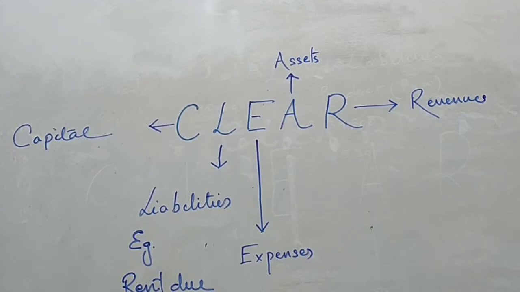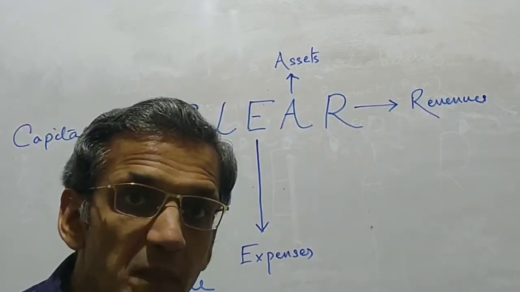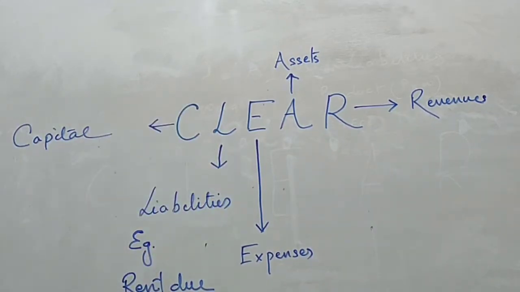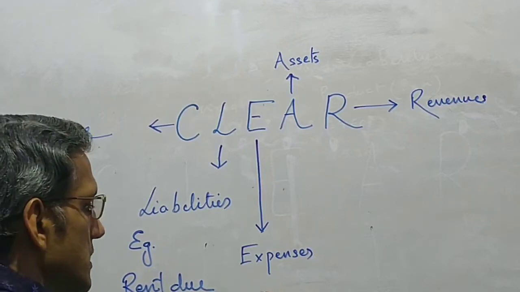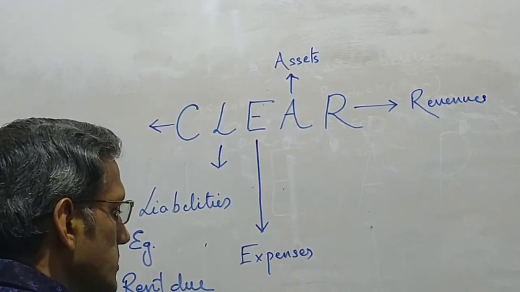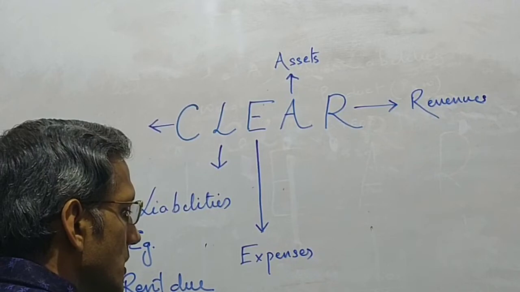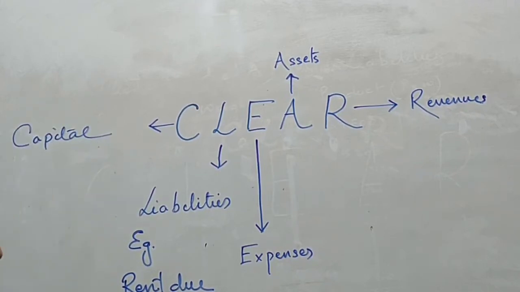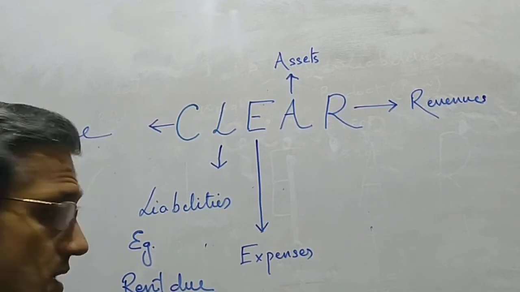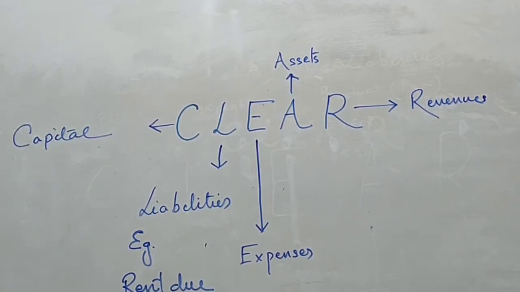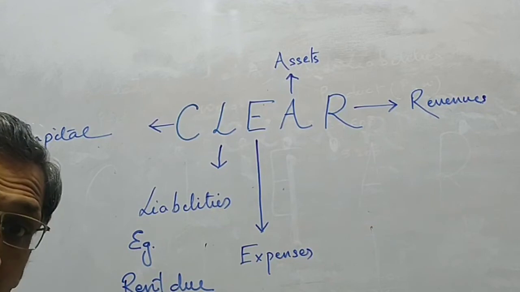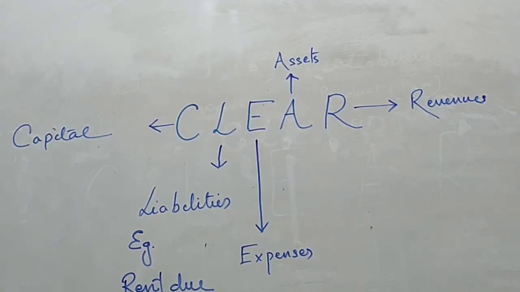Rent due, some expense which is due to be paid. Expenses, rent paid. Now see the difference between the expense and the liability. Expense which you have paid, liability which is still due. So expense which is not yet paid becomes your liability.